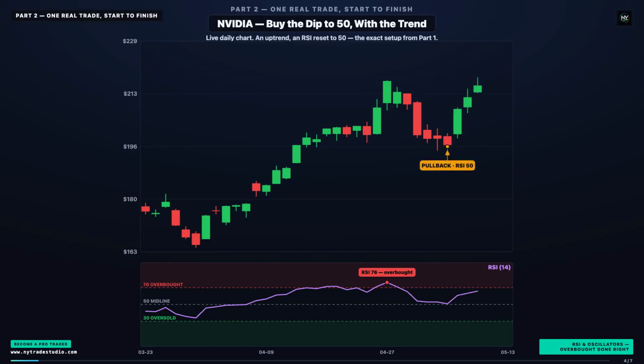And here is the key tell: watch the RSI on this pullback. It does not collapse to 30, it falls only to 50, taps that midline, and flattens out. Price is resetting, not reversing. This is the dip we have been waiting for.